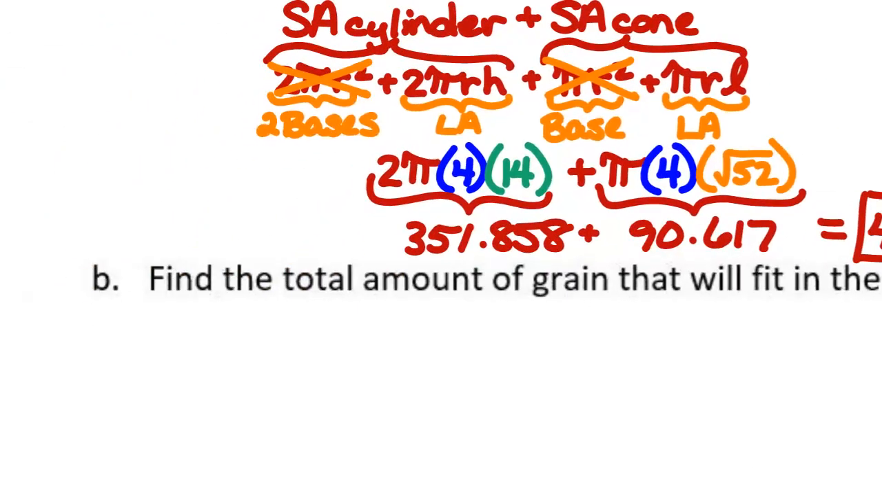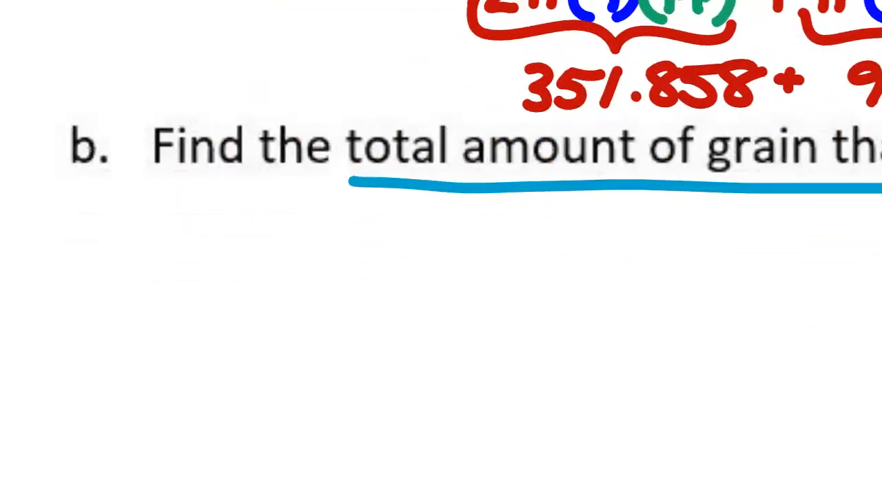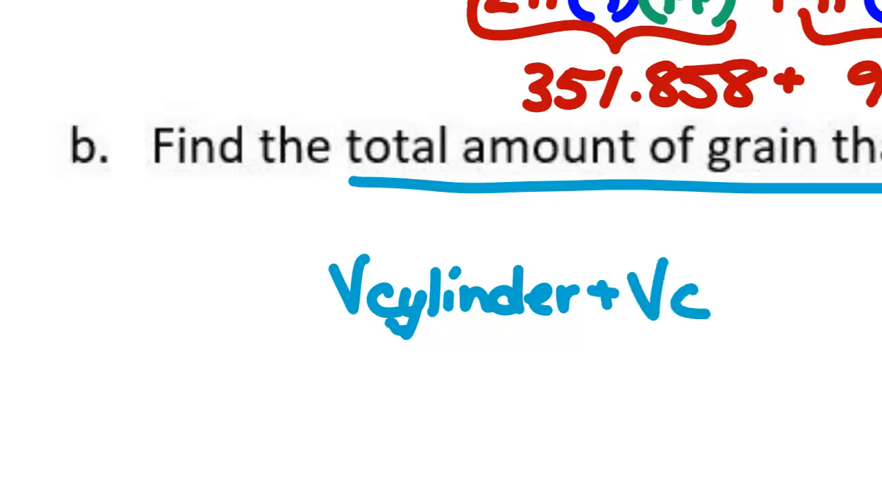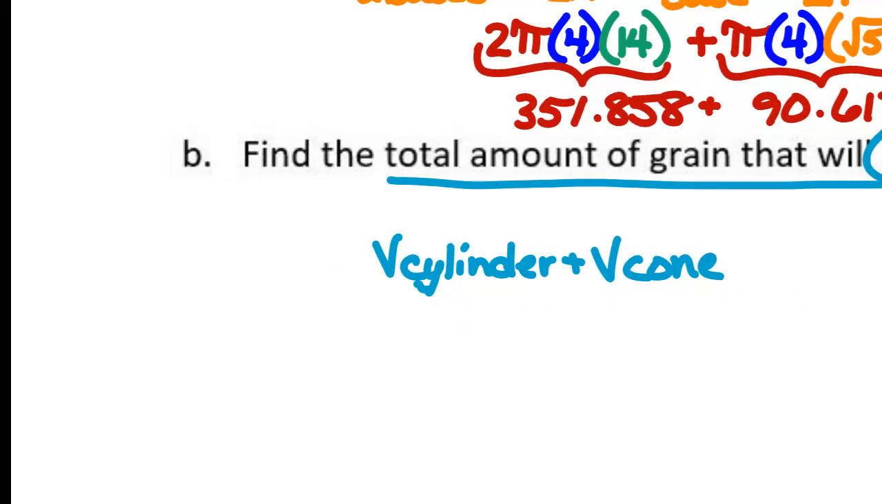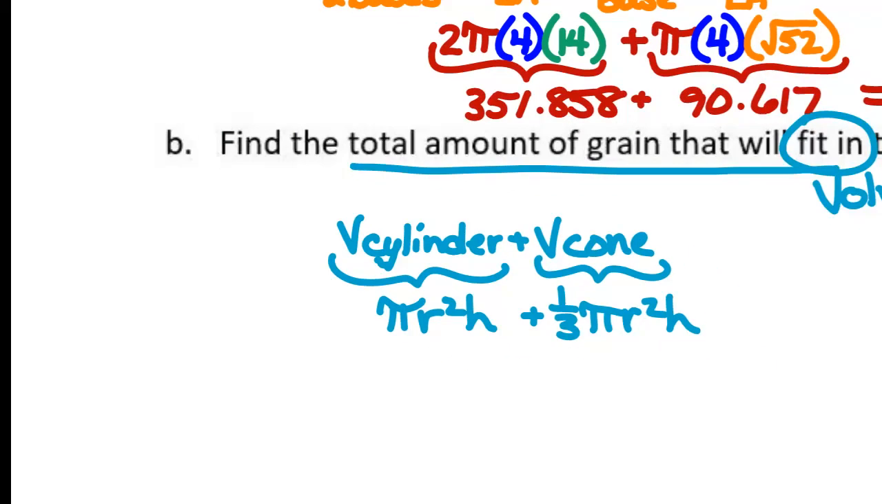Part B, it's asking the total amount that will fit inside. So what am I asking for there? Volume. So I need the volume of the cylinder plus the volume of the cone. To find the volume of the cylinder, that's pi r squared times the height of the cylinder. The volume of the cone is 1/3 pi r squared times the height of the cone.